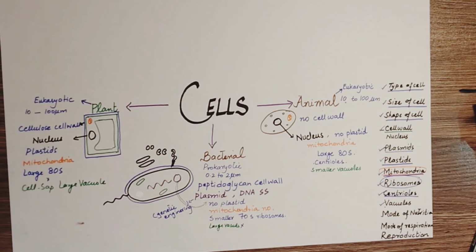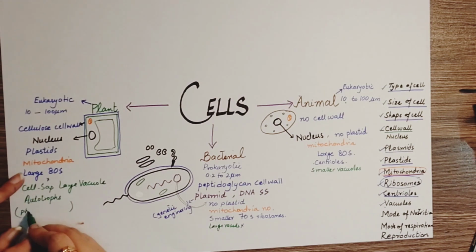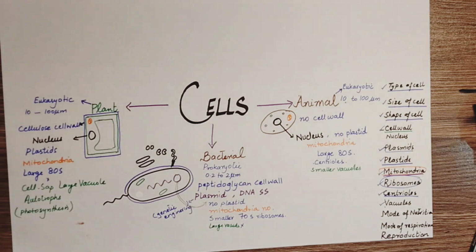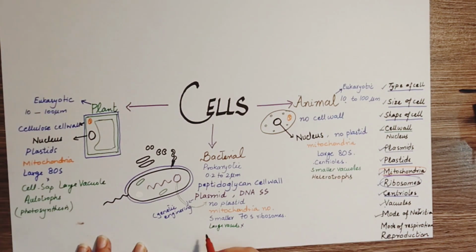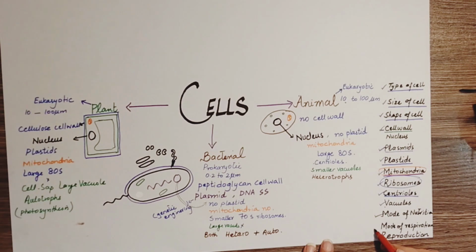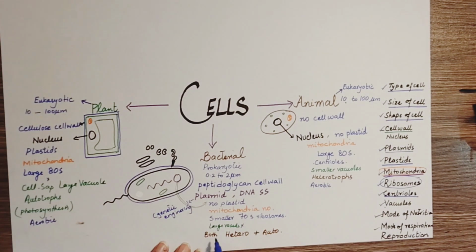Let's talk about the mode of nutrition. This is one of the very important concepts. Plants are autotrophic because they perform photosynthesis. They can prepare their own food, whereas animal cells are heterotrophs. Animal cells take the food, whereas bacterial cells are both heterotrophs and autotrophs. Even they are called saprotrophic, the ones which release their enzymes out and take the nutrients from outside.